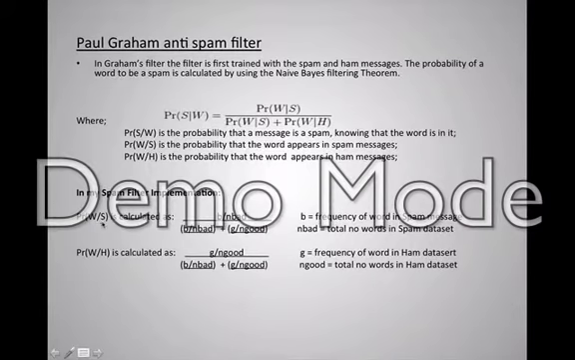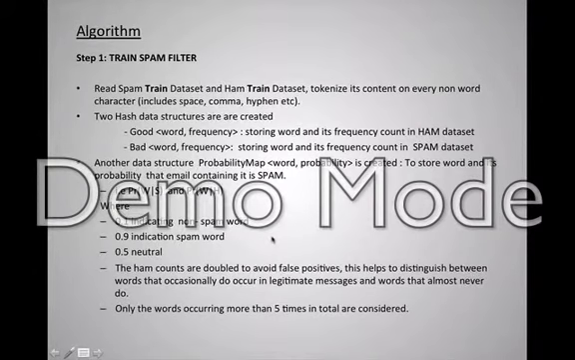So given a spam message, a word appears in it, that probability is calculated using this formula. So, the algorithm for the spam filter. Step 1 is training the spam filter. It reads the trained dataset, spam messages and ham messages, tokenizes its content on every non-word character, and builds two data structures where it stores the word and its frequency count in the non-spam dataset or the spam dataset.